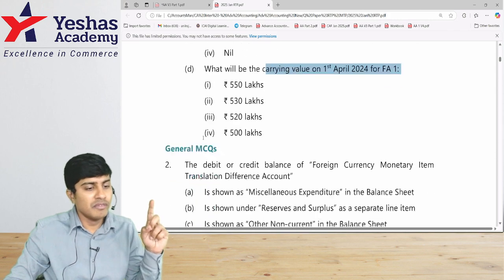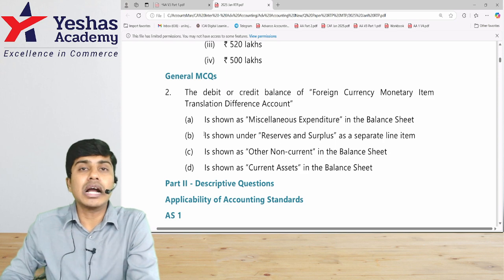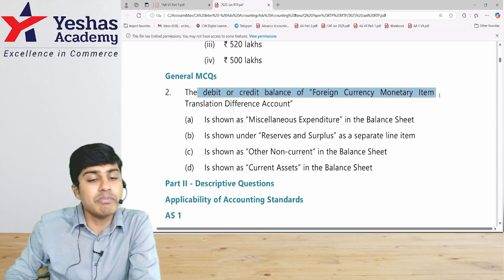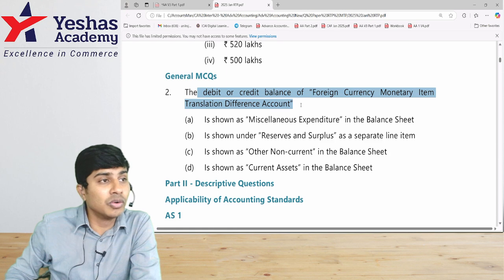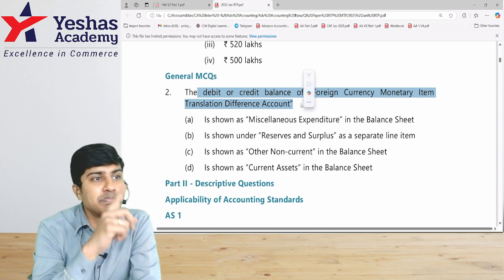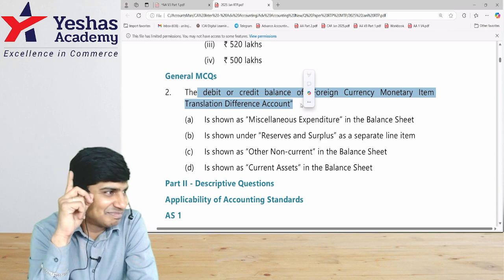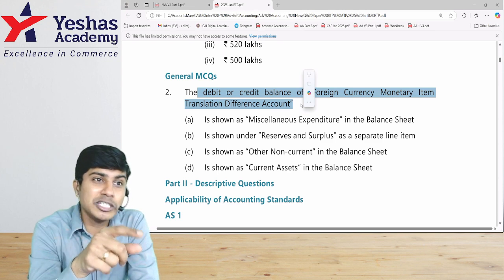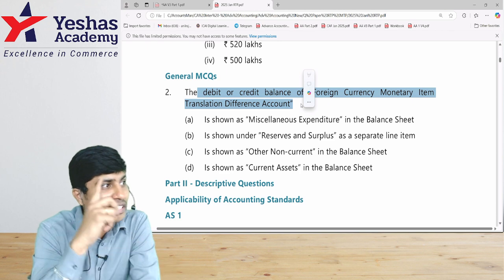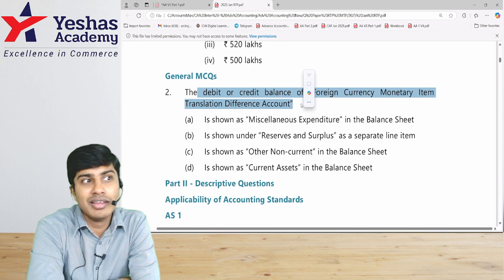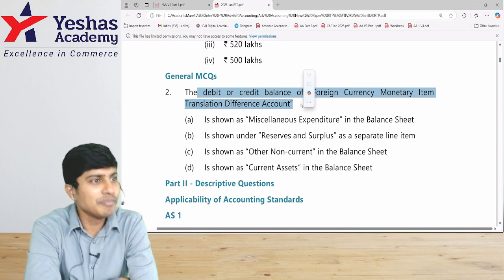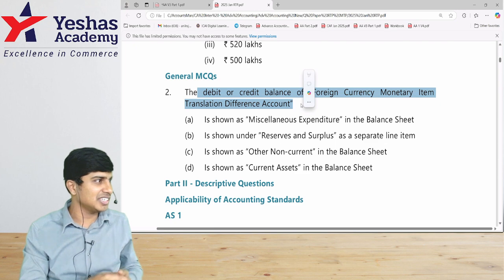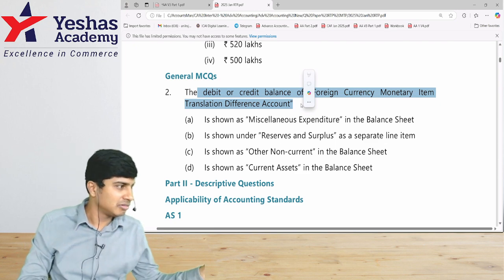We have one more question, which is a multiple choice question. This is from Accounting Standard 11. The debit or credit balance of foreign currency monetary item translation difference account. Where are you going to show? This, if you remember, is para 46A of Accounting Standard 11. Whenever there is exchange difference arising, because of which the company's profit is going to turn into loss, then there is a special provision, option given by MCA, Ministry of Corporate Affairs, which says, unlike usual case where we translate the foreign currency to domestic currency and transfer the entire difference to P&L, what do we do?